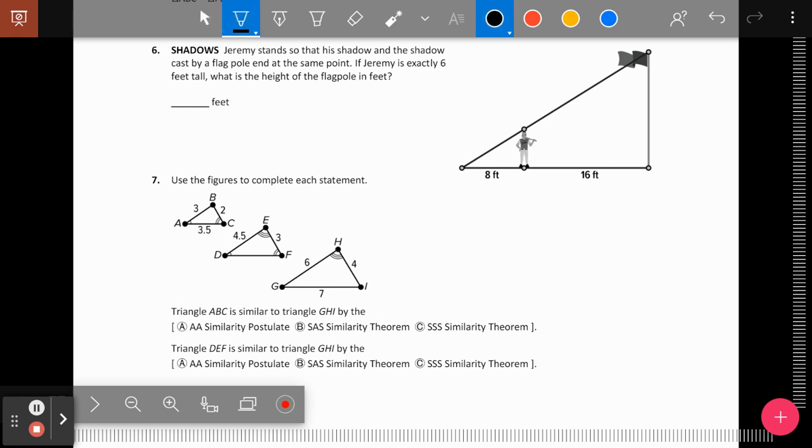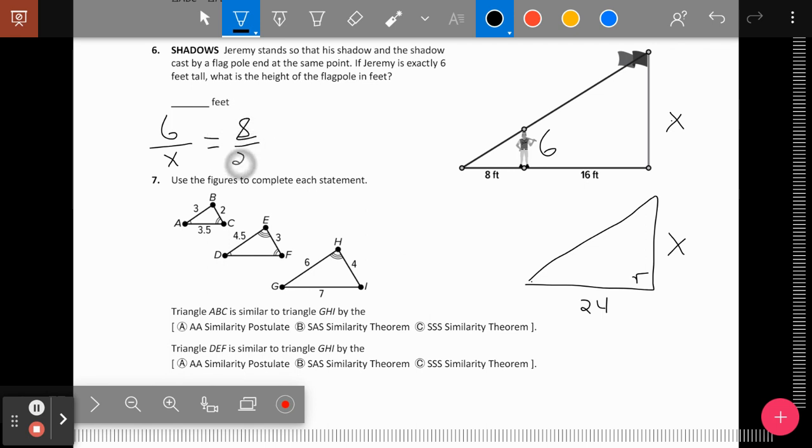Jeremy is standing, and his shadow is 8 feet, you can see here. And so 6 foot Jeremy, X foot flag. Now this is tricky. The big triangle has really got X here and 24 here. Right? Because 16 and 8. And so I go 6 foot is to X as 8 foot is to 24. Some people might do 6 is to 8 as X is to 24. You would get the same thing.